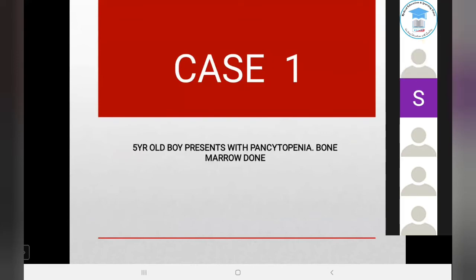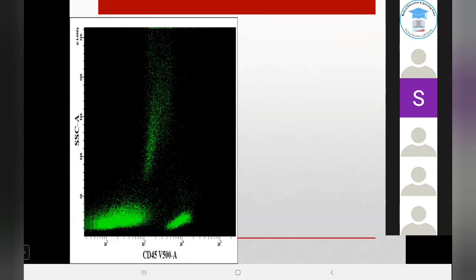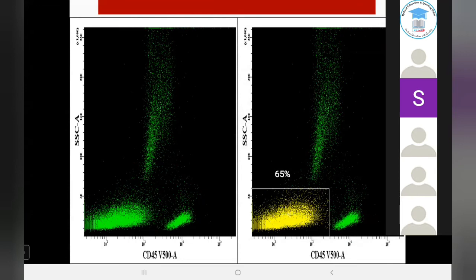This is a 5-year-old boy who had pancytopenia, and they had done a bone marrow. Now, this was the sample that we received. So can anybody tell me which is the abnormal suspicious population in this one? Extreme left. Perfect, okay. So this population comprises 65% of the cells. Now, this should be the lymphoid population. This should be the granulocytic population. Now, when I talk about this population, which is the extreme left, the dim CD45, this is a suspicious population. Now, I will forget about the green cells. I will just concentrate on the yellow cells.